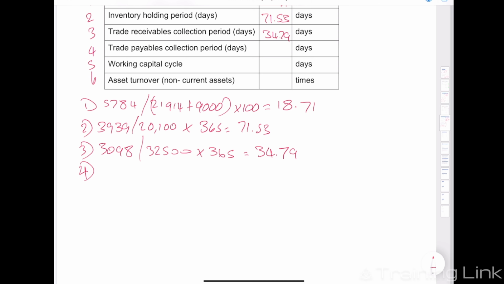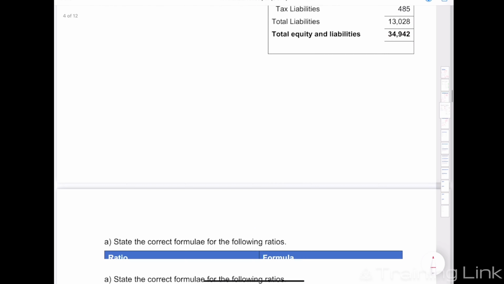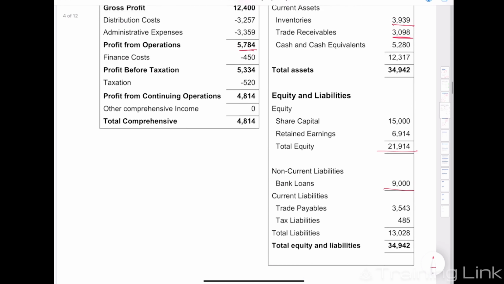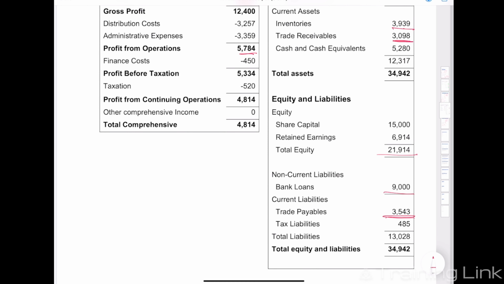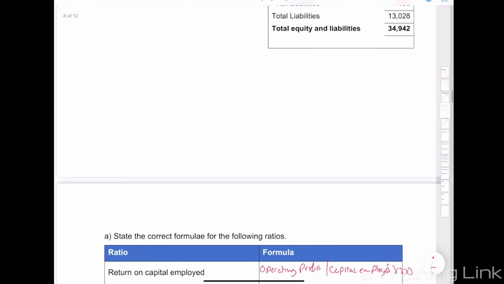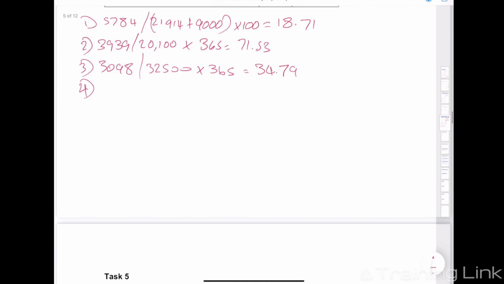Trade payables collection period then. So just going back to the formula, would be trade payables over cost of sales times 365. So it would be your trade payables figure over your cost of sales figure from your P&L. So you put those figures in, it will be 3543 over 20,100 times 365. To give you a trade payables collection period of 64.34 days.